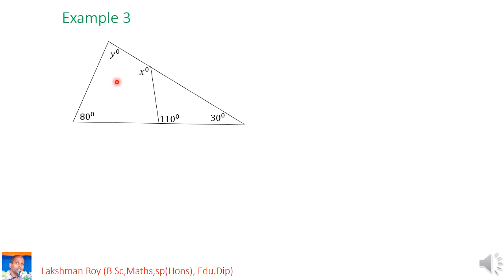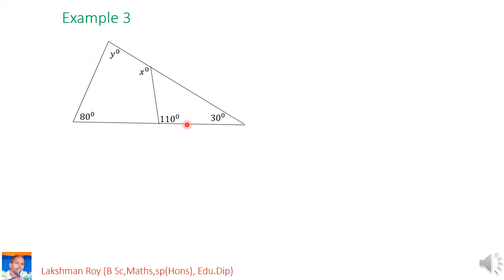So therefore I use this big triangle. Can you see the big triangle here? If you forget this straight line, that means these two angles are not there. So that is my idea: I'll forget this line, then I'll take the big triangle.